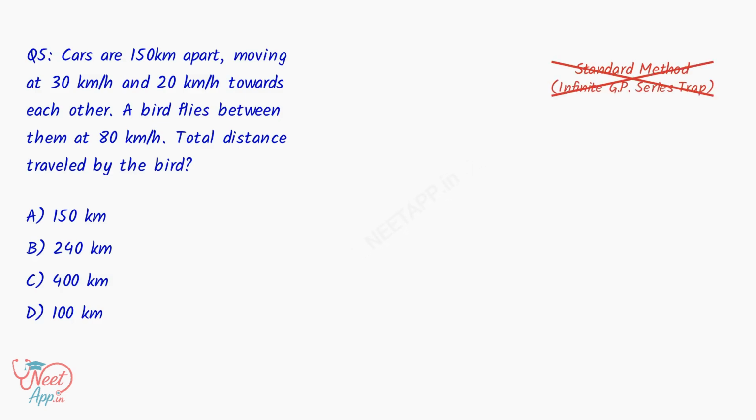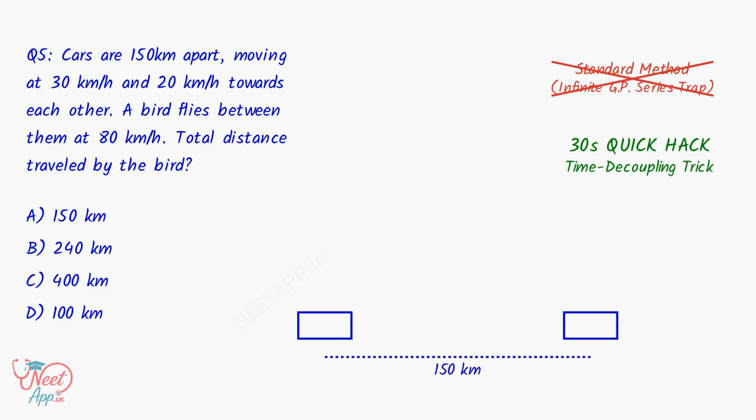You are tempted to track the bird's path, calculating an infinite geometric progression of smaller and smaller bounces. That takes 10 minutes and guarantees a panic attack under exam pressure. Here is the 30-second time decoupling trick. The complex path of the bird does not matter at all. Just find out how long it takes for the cars to crash.